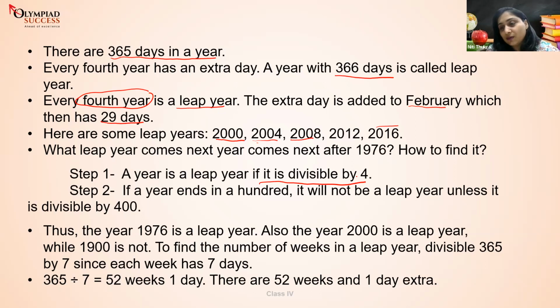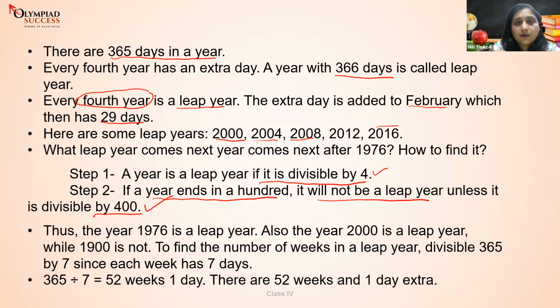So 2020 was the leap year. Yes, in which the pandemic has started. Everybody knows this year. Nobody will forget. And then the next coming leap year will be 2024. So if the number is completely divisible by 4, that means that year is a leap year. Or if the year ends in 100, it will not be a leap year unless it is divisible by 400. This is the second condition you will consider.